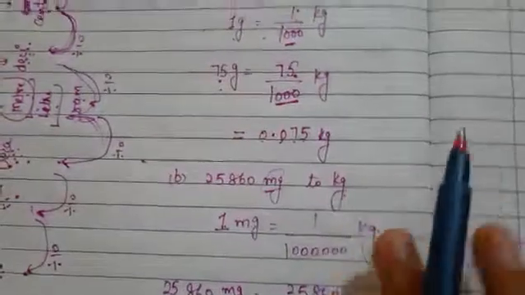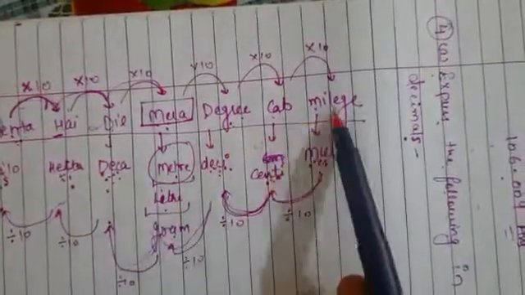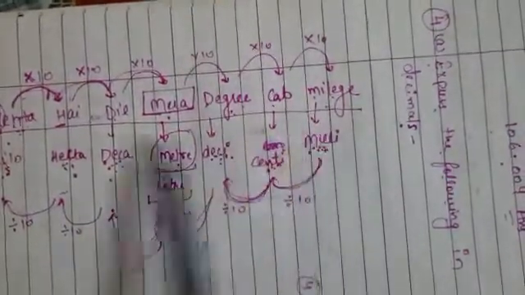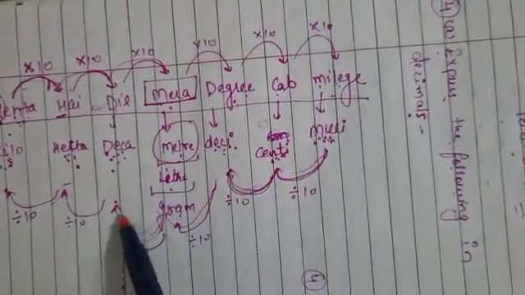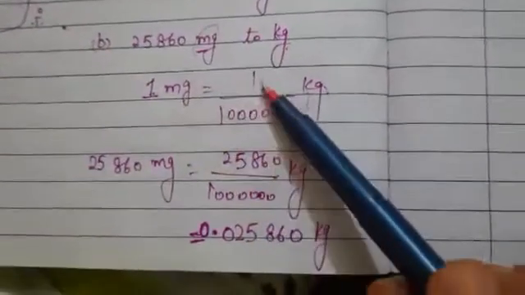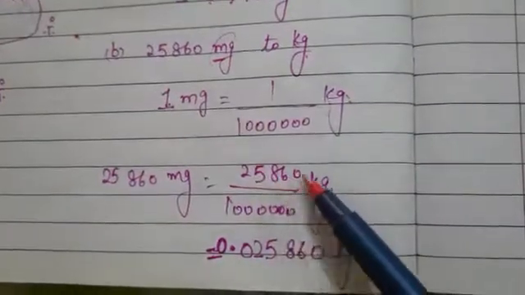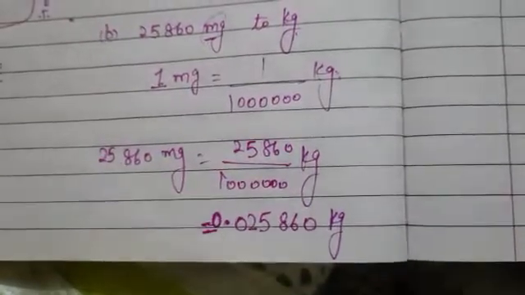Next, see, B part is also the same, 25860 milligram to kilogram. Now see, where is milligram? This is milligram. We have to convert milligram to kilogram here. So we are moving to the left side, then we divide. Counting steps, 1 2 3 4 5 6, total 6 steps are there. It means we divide by 10 lakh. So 1 milligram is equal to 1 by 10 lakh kilogram. We have 25860 milligram, so 25860 by 10 lakh kilogram. Downside 6 zeros, upper side 6 digits we leave and put a point. So this is the answer.